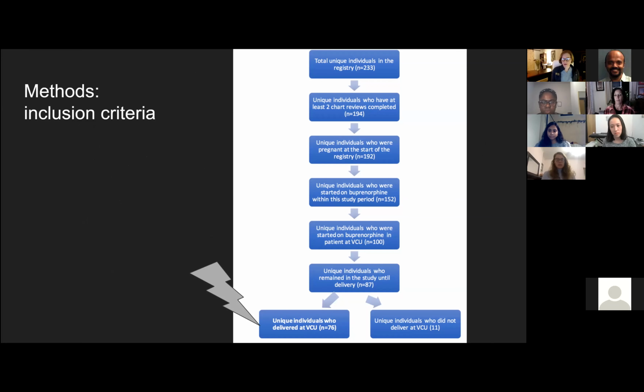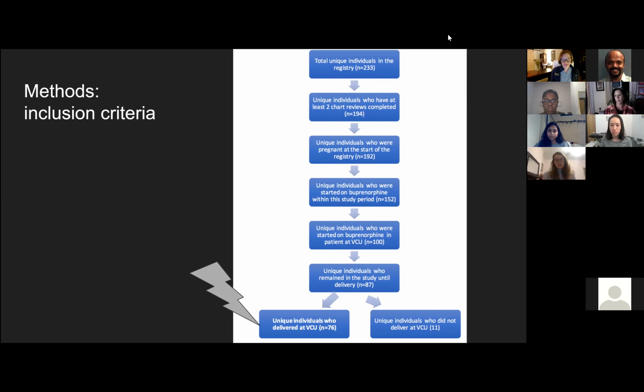So this was already mentioned, but there were 233 individuals in the registry. And remember, they could be postpartum or pregnant to be enrolled in this registry, either one. And then we wanted to limit it to just individuals who had at least 2 chart reviews conducted, so people that had some duration of treatment. So that created a sample of 194 individuals. And then we were interested in individuals who were pregnant, so that limited it to 192 individuals. And then we wanted to look at individuals who started on buprenorphine, not just continued on buprenorphine, so that limited it to 152 patients.